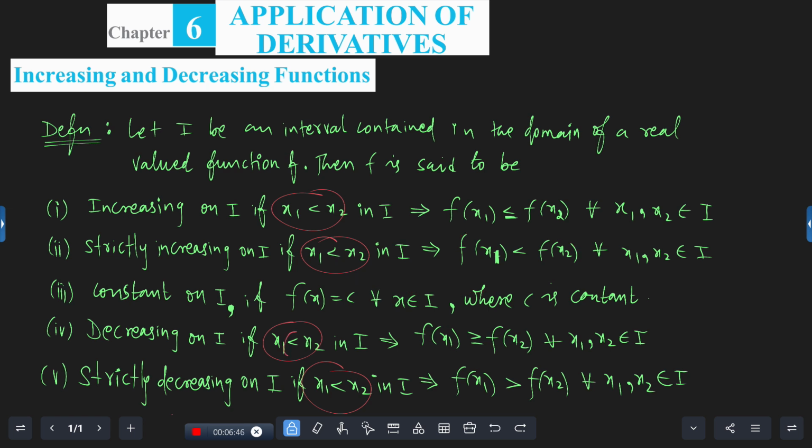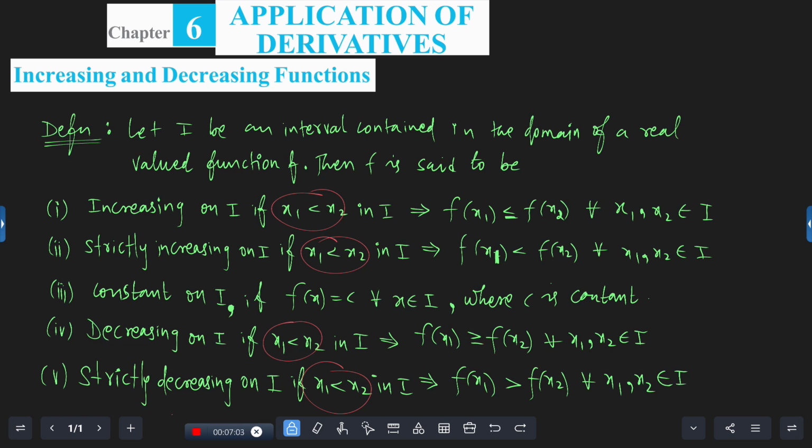And next, the same less than, but the opposite we are getting. Less than, here greater than or equal to we are getting. Equal is there, so just the opposite symbol. When greater than comes, we have to say decreasing, but since equal is there, just decreasing. Understand?